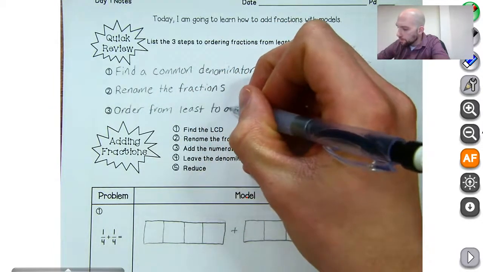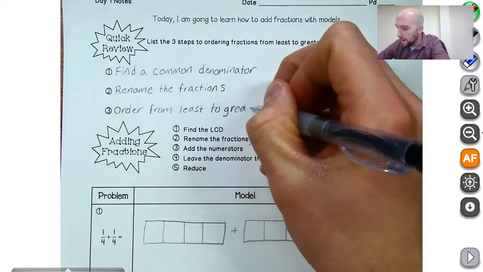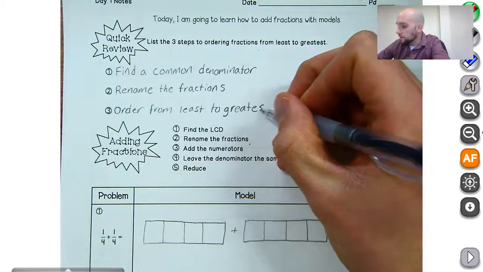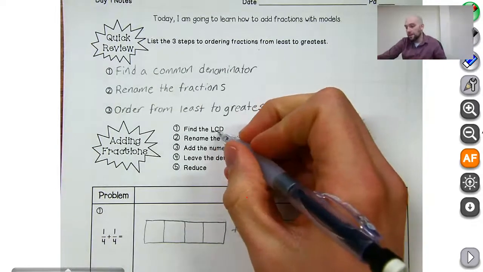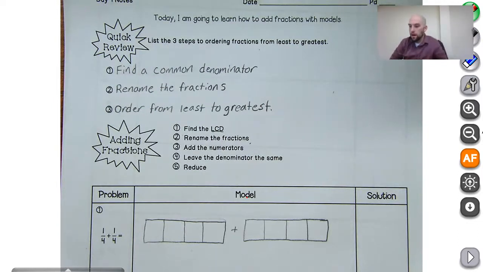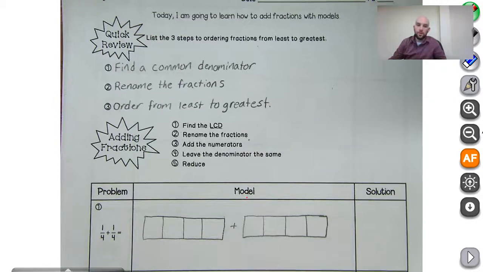And the reason that we're reviewing this before a lesson on adding fractions is because these are similar steps that we're going to use when we add fractions. So first we're going to find the LCD, that's the lowest common denominator. So we're going to look for the common denominator between the two fractions that is the lowest, the least. And then we need to rename the fractions, add the numerators, leave the denominator the same, and then reduce. So we'll go through all those steps in each one of these.